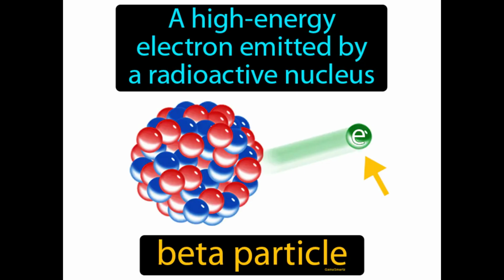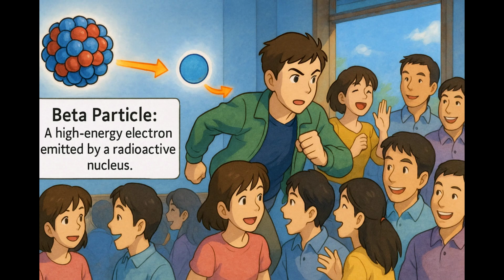A high-energy electron emitted by a radioactive nucleus. Beta particle. A beta particle is a fast-moving electron released during the radioactive decay of certain nuclei. Imagine you're at a crowded party and someone urgently needs to leave, so they push their way through the throng of people to reach the exit.